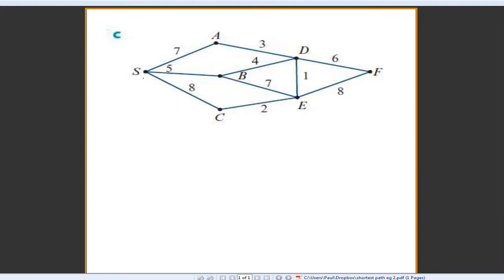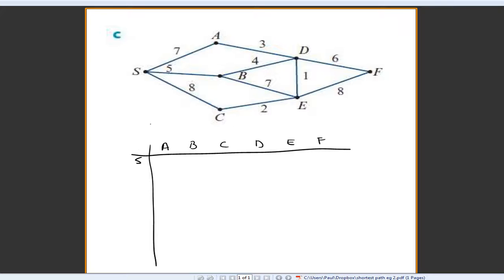Alright, so remember what we do is we use a table to actually process the graph, and the first vertex that we're going to use is S, the start, and then what we do is we list all the other vertices across the top here. So we've got A, B, C, D, E, and F. Alright, then you just rule a line down and across.